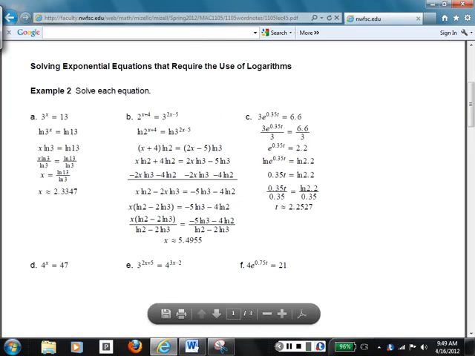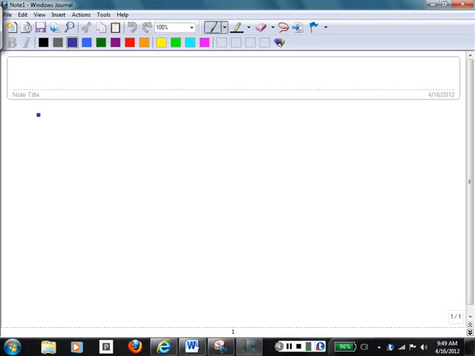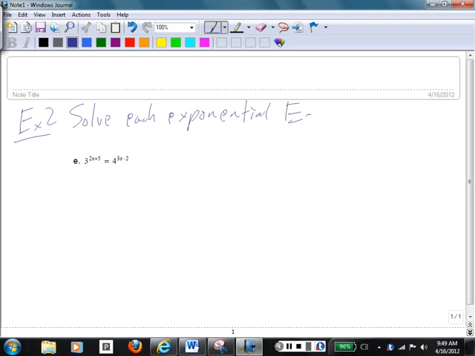Example 2. Going to see if we can solve this exponential equation. No need for the capital there, but this is 4.5. I would like to begin by using some sort of logarithm.